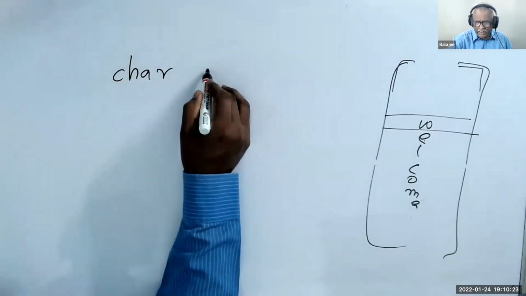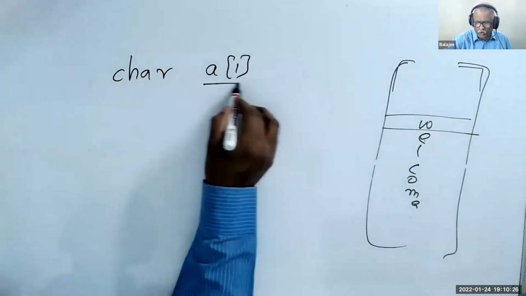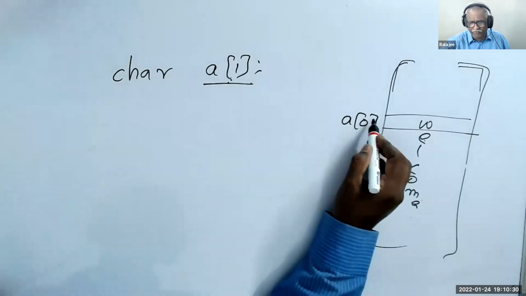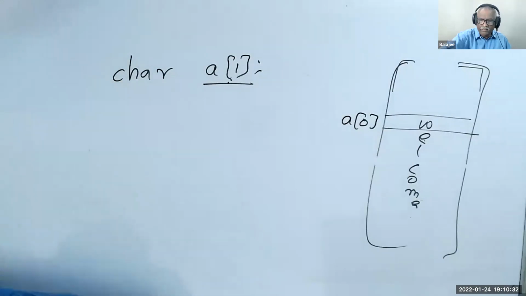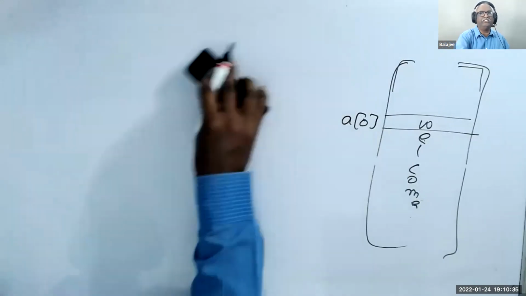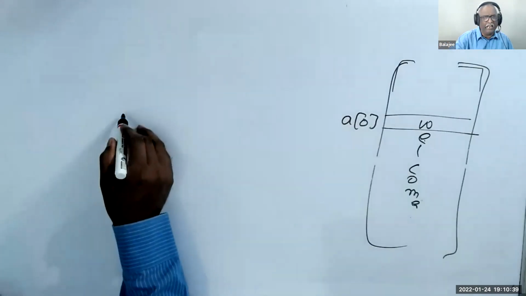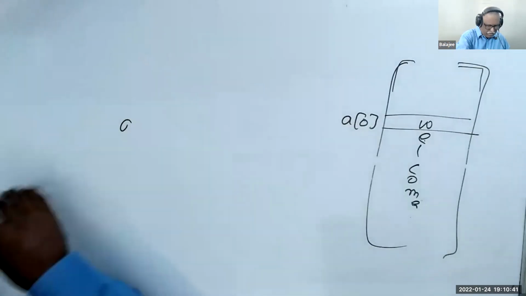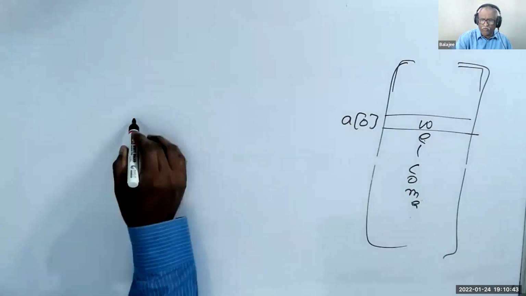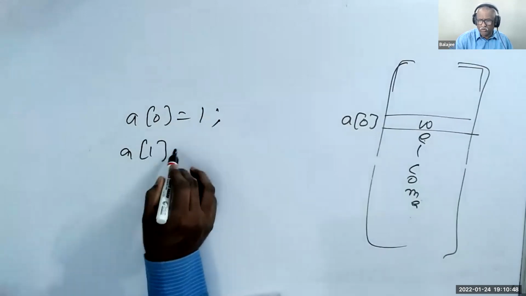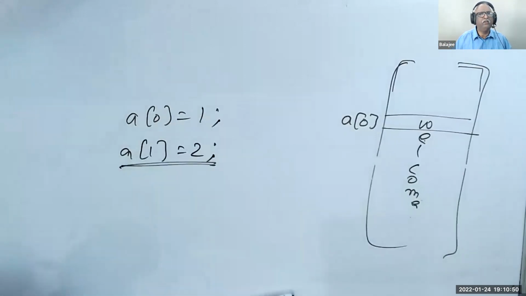You say character A of 1, square bracket. That means you allocate only one location, as you requested. I have done that, then C forgets this. It does not even know how much you allocated. Now, if you say A of 0 is equal to 1, A of 1 is equal to 2, which you have not allocated, C will not give you a compile error.